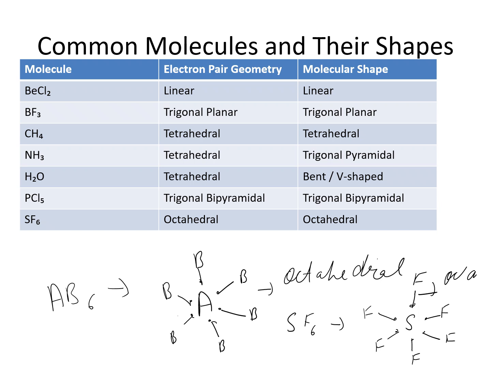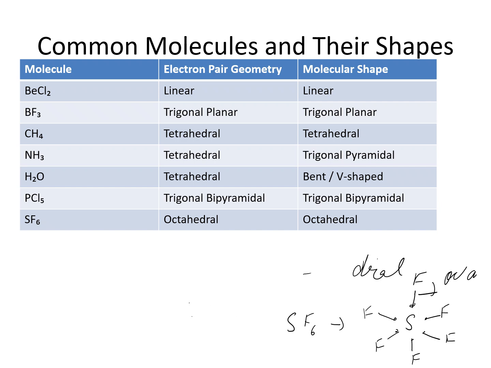Okay, now let's take an example of distorted geometry. The first example will be NH3.